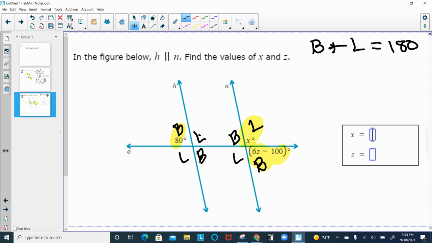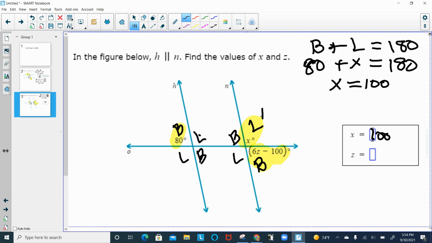So probably some of you can look at that and go, okay, we're just going to subtract 80. But if you can't, sorry, my 8 is kind of messed up there. You can set up your equation and solve it. That works just fine. And you would subtract 80 and get X is 100.